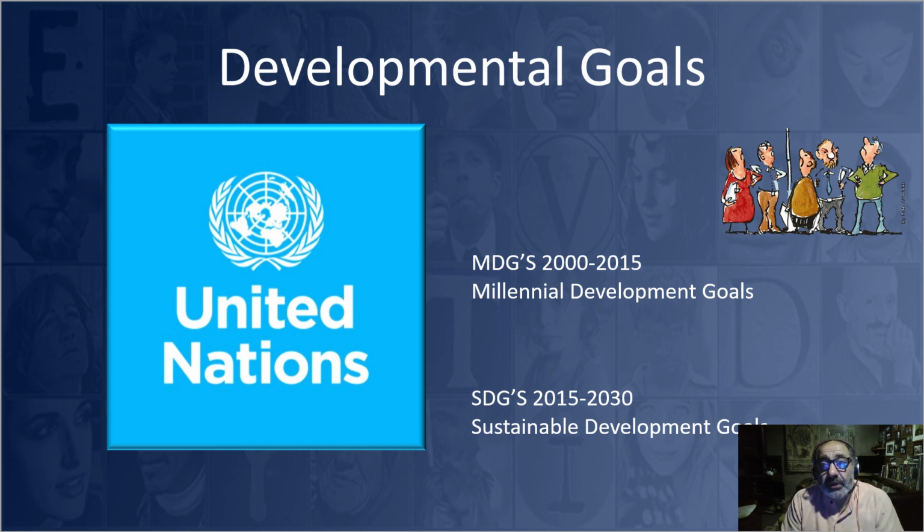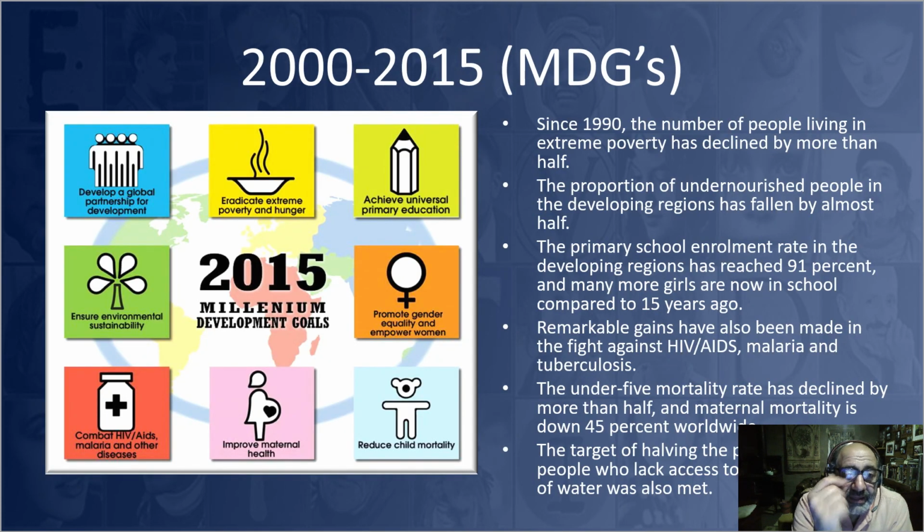So developmental goals came out of the United Nations. In 2000, they set what they call the MDGs, or Millennium Development Goals, and they set themselves a 5-year objective to improve the lives of the poorest people on earth. And they had 8 simple objectives: eradicate extreme hunger, achieve universal primary education, etc. And by and large, they succeeded.